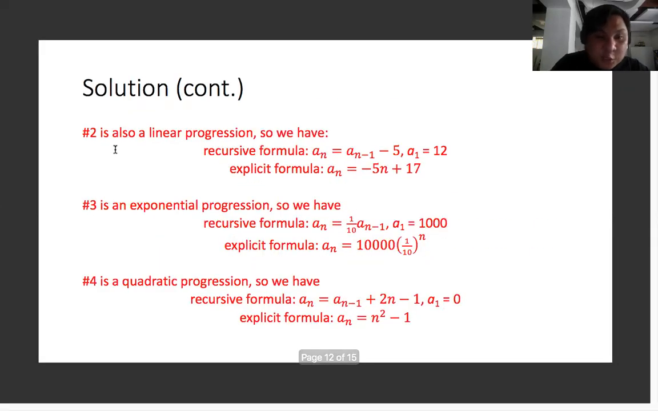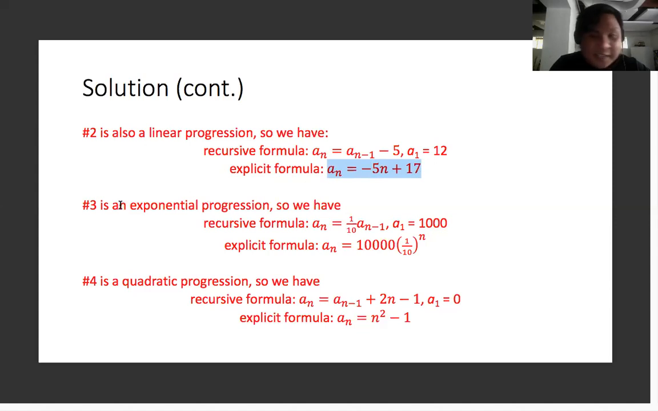All right, so number 2 is a linear progression. So it should be very similar to number 1. It should have a sub n is equal to a sub n minus 1 and either a plus or minus. And then, of course, we define the first term. Its explicit formula should also be somewhat linear in nature. Okay, so very similar to number 1.